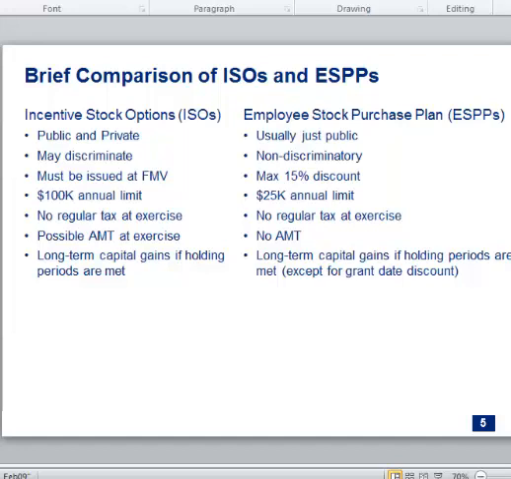I'm oversimplifying here on purpose, but I want you to see that the program is a little different. An ESPP isn't an option. It's a program where you set aside money to buy stock. So let's compare the ISO example to the ESPP where the stock goes down. Let's say at the beginning of the year the stock is 25, at the end of the year it's 20.